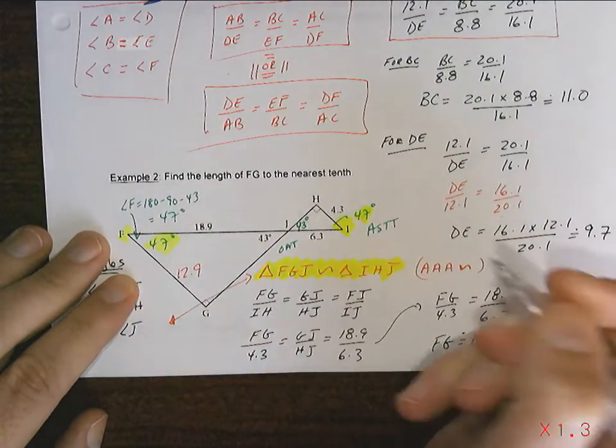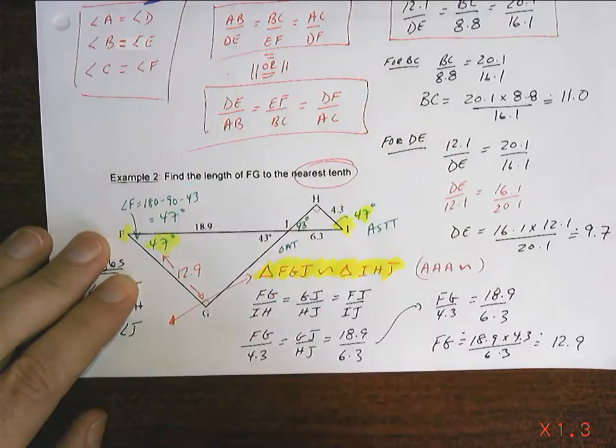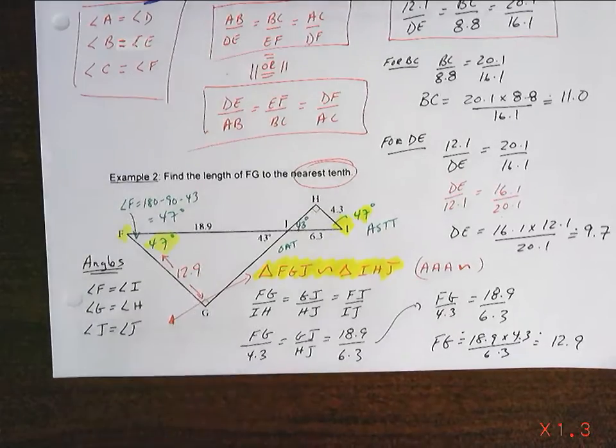Do I have any units? I don't. And it said to the nearest tenth, and we have to remember tenth is 1 decimal place, and I did it to 1 decimal place. Isn't that a great question?